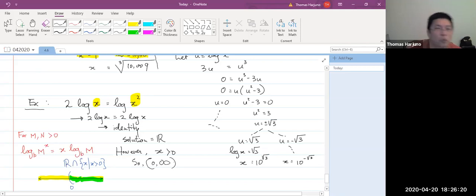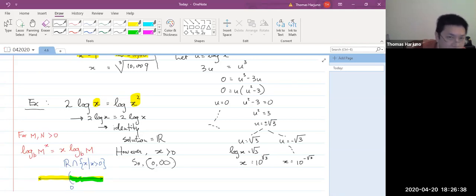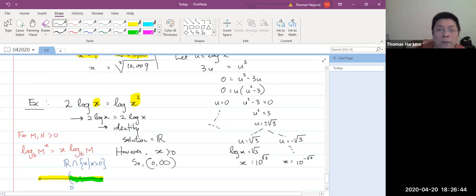I try to pick an easy question so that we can focus on the real problem of this question. The real problem is, it seems quite innocent that they are identities, but we actually need to make sure that whatever solution we have is in the domain of the equation. That's something you need to be aware of.